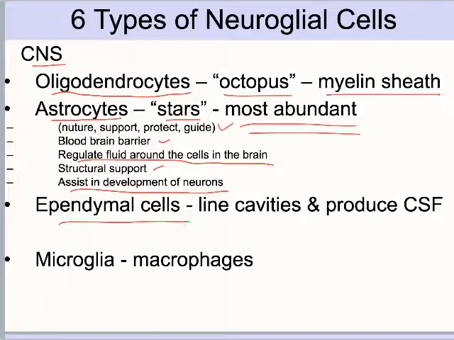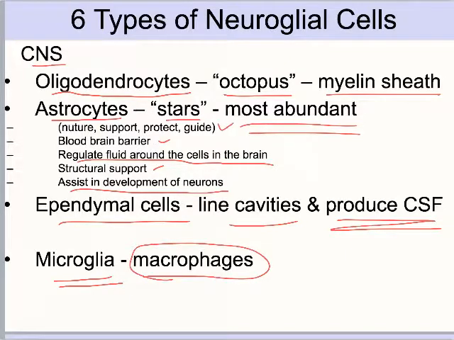The ependymal cells are going to line the cavities of the ventricles, and they'll produce cerebrospinal fluid. Microglia are actually macrophages, so they'll go around and phagocytize, or break down, the garbage that's in there. Think waste that needs to get destroyed. They'll gobble it up and break it down.